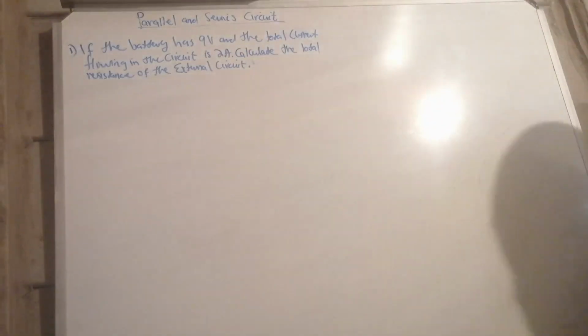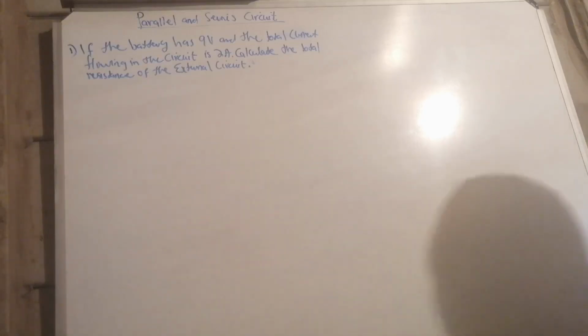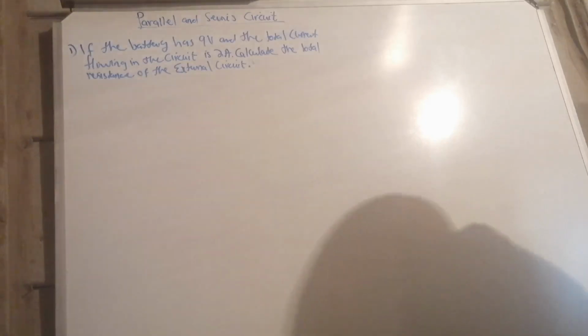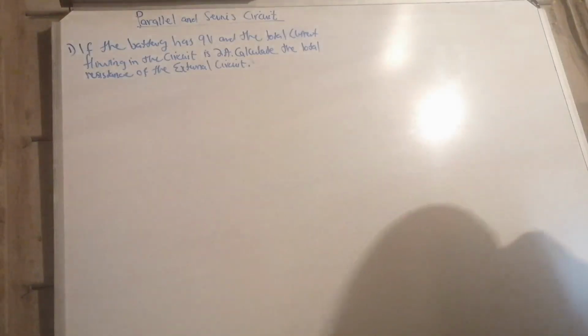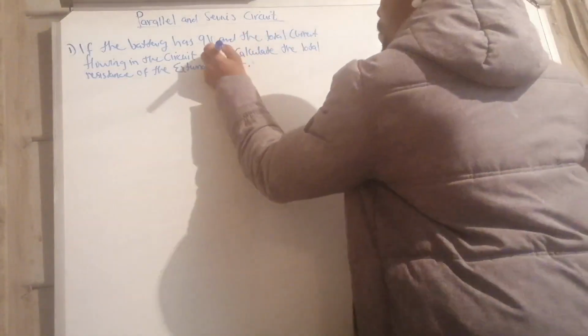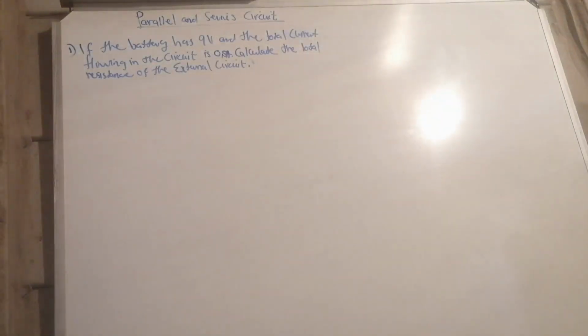Now, suppose this is the question that you are provided. If the battery has 9 volts, which is the total amount of energy that the battery can supply, and the current flowing is 0.5 amperes, as you take the multimeter and measure the current. Calculate the total resistance of the external circuit. Now, be very careful with the wording.